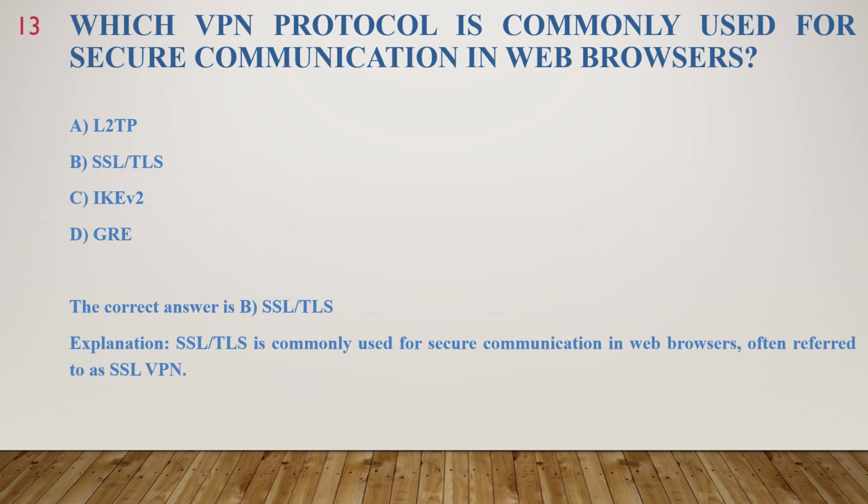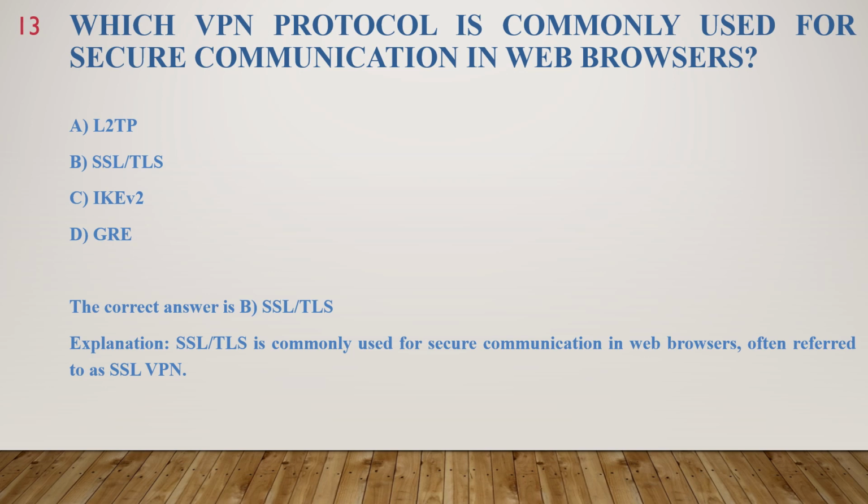IKEv2 is a secure and efficient VPN protocol used in various applications, but its direct integration in web browsers is less common than SSL/TLS. GRE, Generic Routing Encapsulation, is a tunneling protocol that doesn't provide encryption and isn't used for secure communication in web browsers. SSL/TLS, Secure Sockets Layer (SSL), and its successor, Transport Layer Security (TLS), are widely used protocols for securing communication over the Internet, including in web browsers.